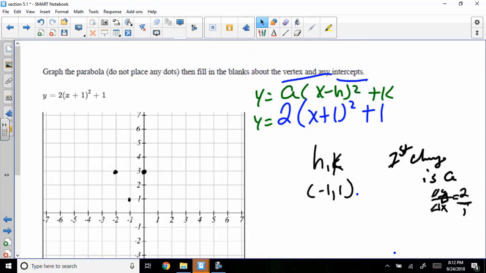Two over one. Yeah, 2 over 1. Up 2 over what? That's a. a is the first rate of change. Should be. If it's in standard form, which is really ax squared plus bx plus c, that's true. Should hold true for the vertex form. But we're going to validate that. You ready? Yeah? Okay.